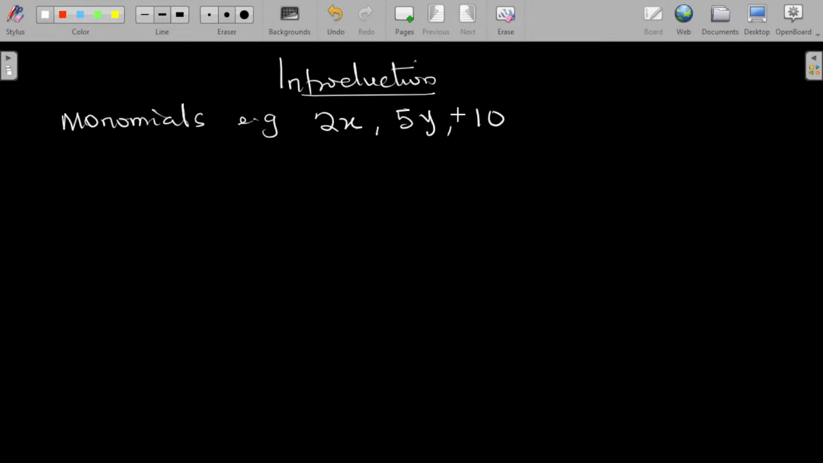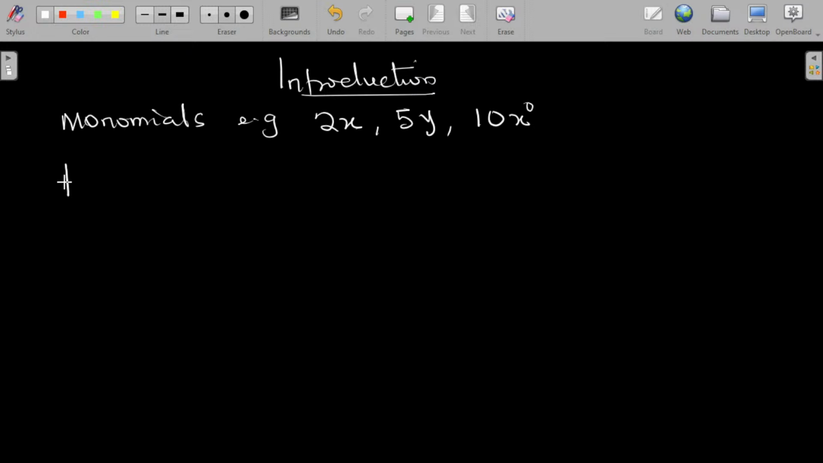You are the one that is not seeing the variable. Please also, if your video is lagging behind, you can fast forward it so that it will come to where all of us are. So 10 is the same thing as 10x raised to power 0. So it's also a monomial. So monomials are algebraic terms containing only one term. It could be 2x, it could be 3x, it could be whatever. It could be a number.